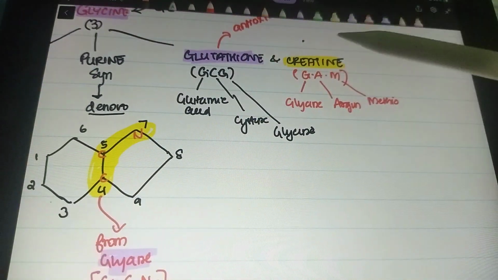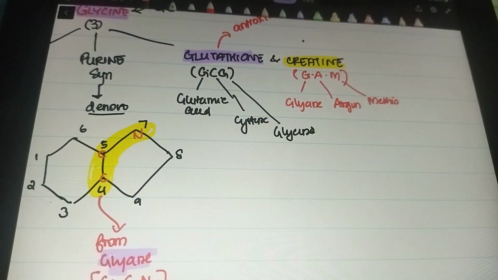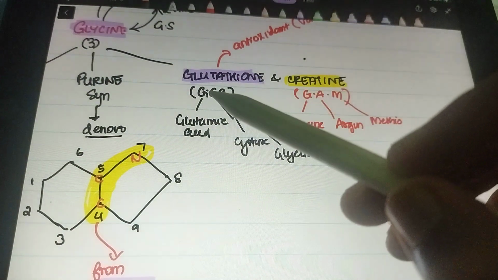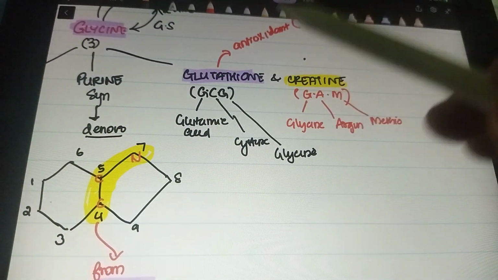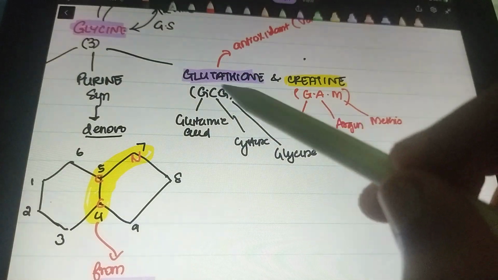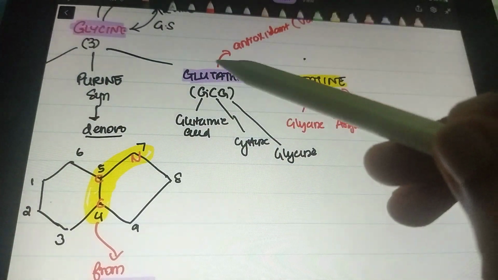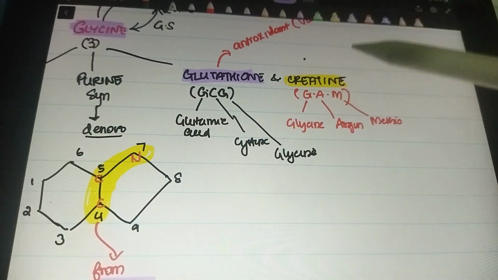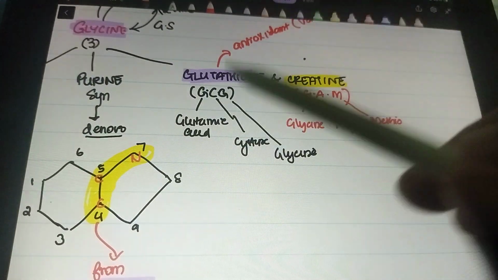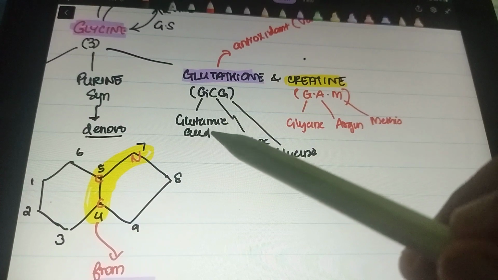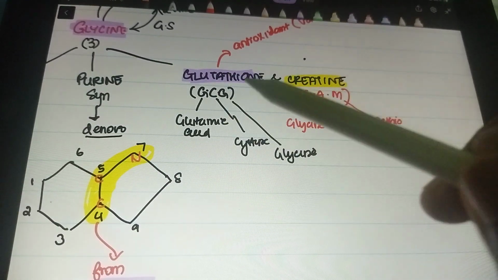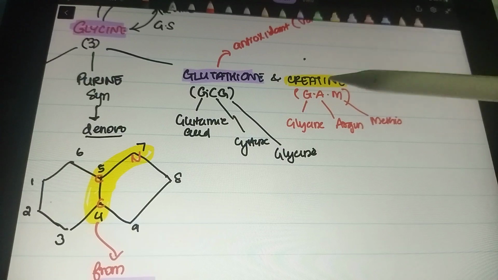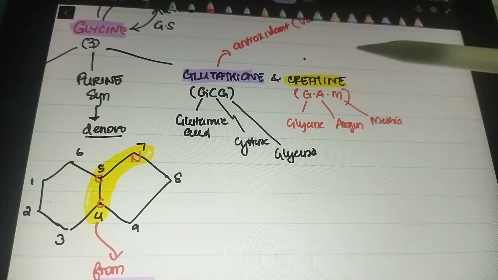So what's the use of glycine in glutathione and creatine? That's the next part. We all know glutathione and creatine. Both are tripeptides, so there are 3 amino acids. Glutathione is GCG. Creatine is GAM. So the first G of glutathione is glutamic acid, C is cysteine, and G is glycine. That's what we are talking about. Creatine is GAM. First is glycine, A is arginine, M is methionine.